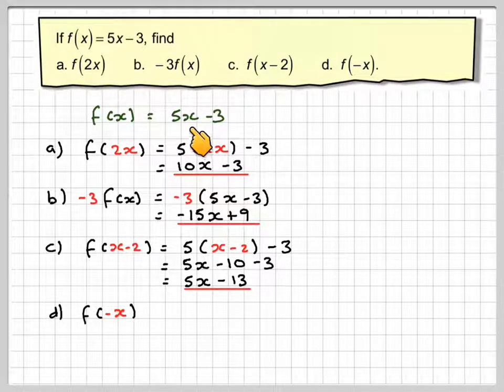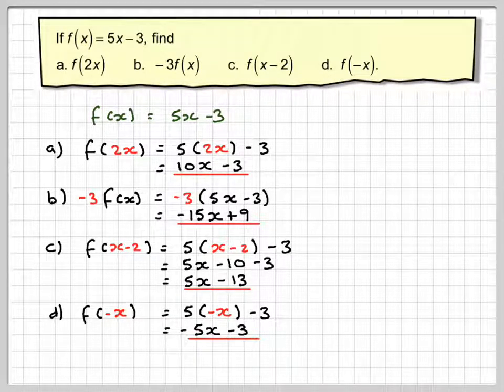D, we now replace x with minus x, so this is going to be equal to 5 times minus x minus 3, and that's going to give me minus 5x minus 3.